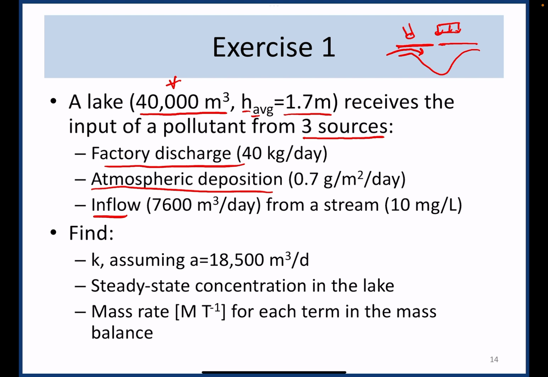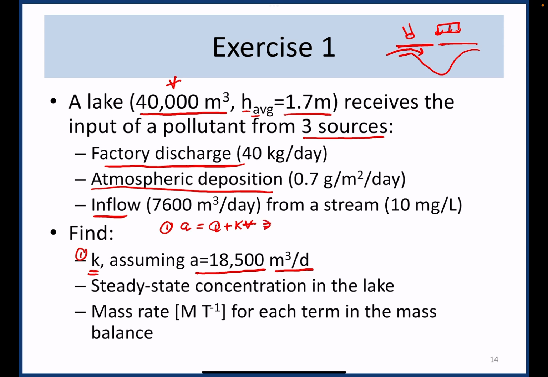The first question is to find K, assuming that A is equal to 18,500 meter cubic per day. Now you can see here there is no settling. If it is not mentioned that there's settling, you don't have to include settling. So A, the assimilation factor, is equal to Q plus KV. Let's look at question number one.